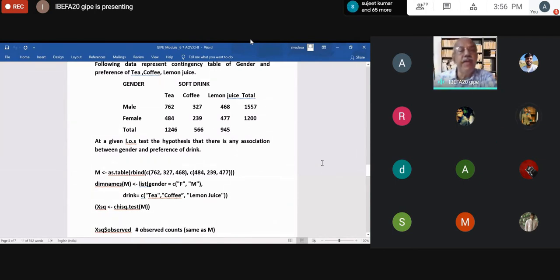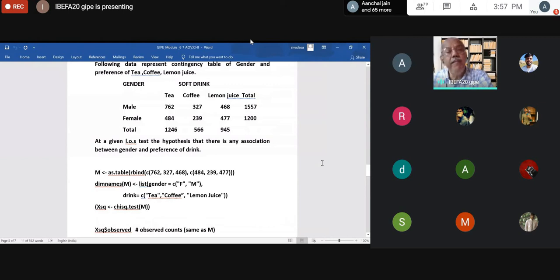Can we find the average of 762 plus 484 divided by 2? Yes, sir. Why yes? Can you add male plus female divided by 2? No, sir. Only total you can get, isn't it? Yes, sir.